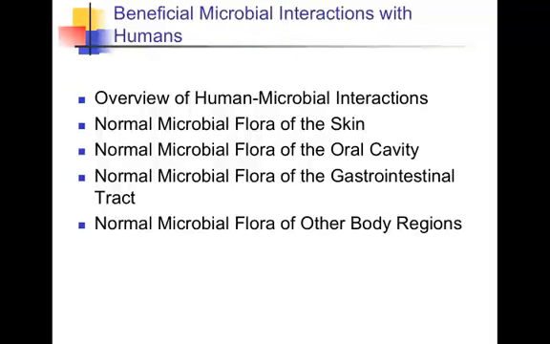This section is essentially describing beneficial interactions between microbes and humans. So these are not disease-causing organisms per se, although some of them can lead to that. Specifically, we'll talk about components of the human normal microbial flora, and we'll look at the distribution of those organisms across different compartments of the body as outlined here.